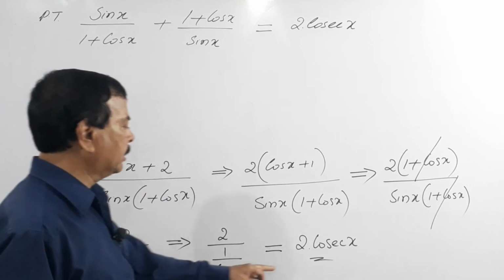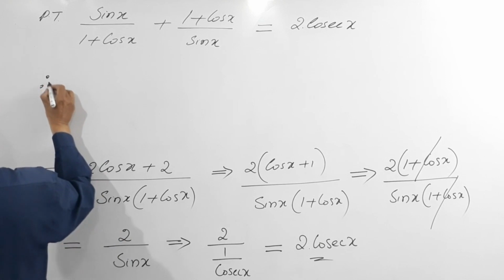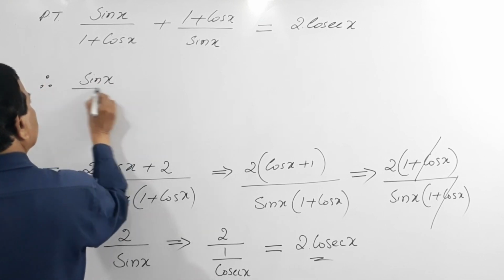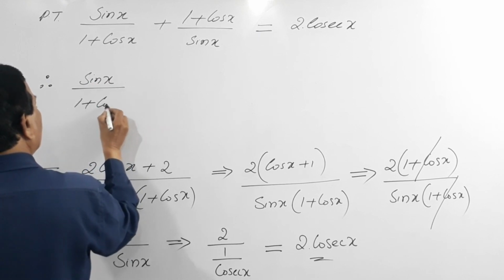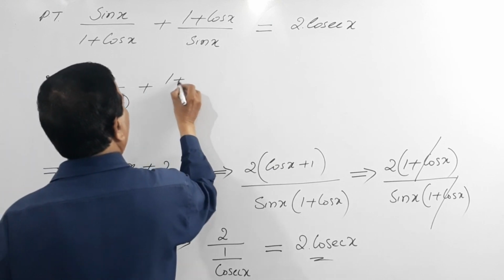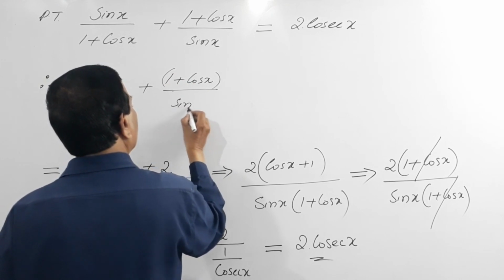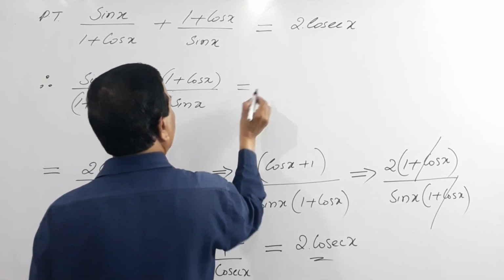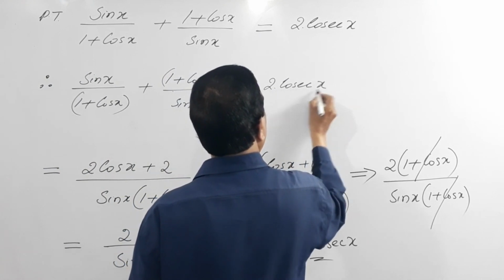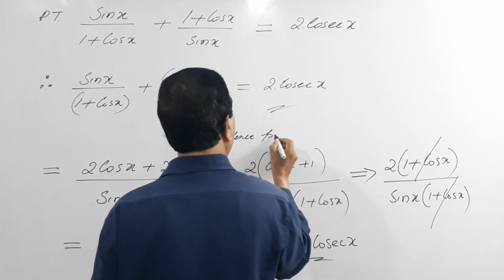What do you want on the right hand side? He wants 2 cosecant x. Yes, we have got it. Therefore, sin x by 1 plus cos x plus 1 plus cos x by sin x equals 2 cosecant x. Hence, proved.